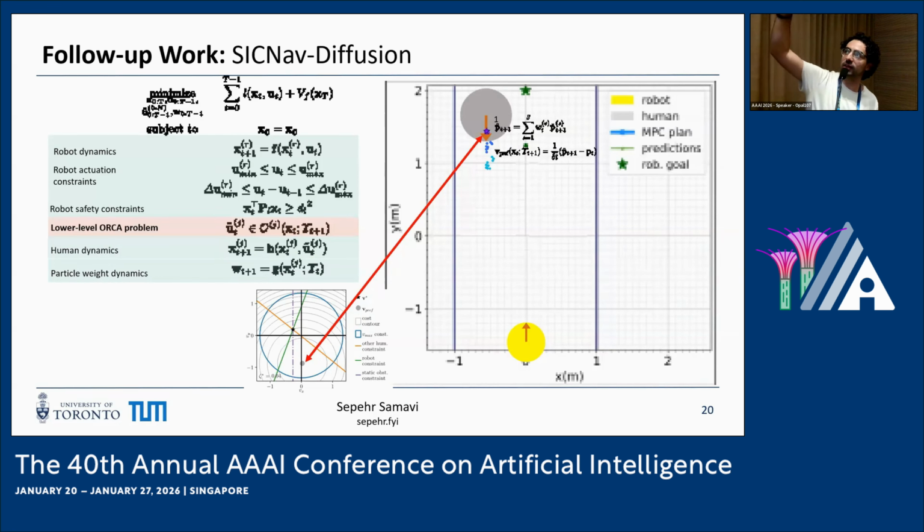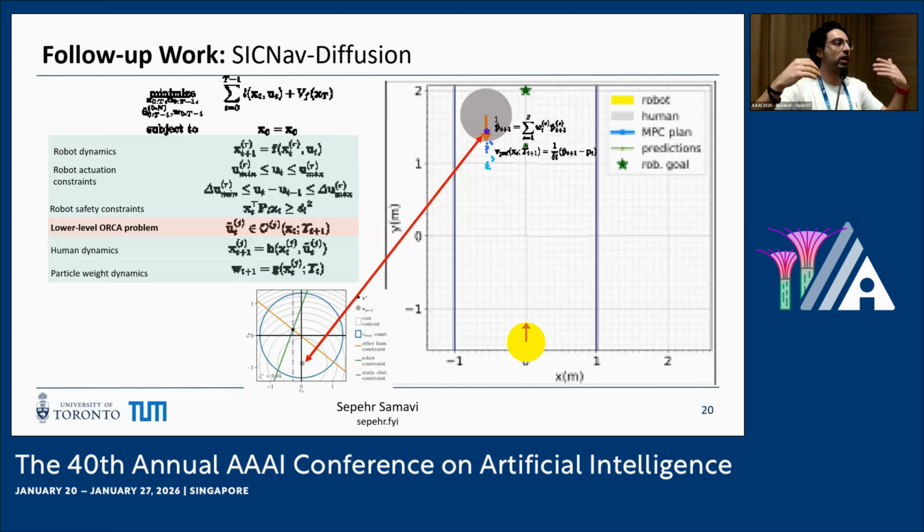Sorry, this doesn't render properly on Windows, these slides, because they're vector graphics and get rasterized in really poor quality. So we take a weighted average, with all the samples being equally weighted for the first time step in the horizon. And then we run Orca one step forward in the MPC.